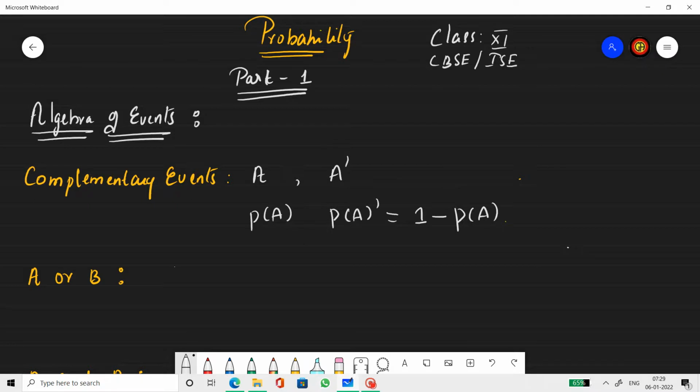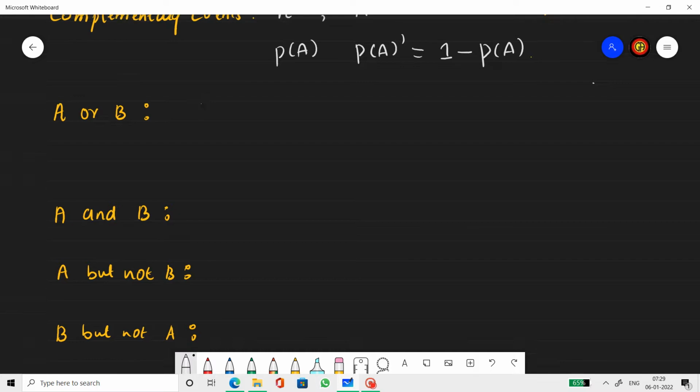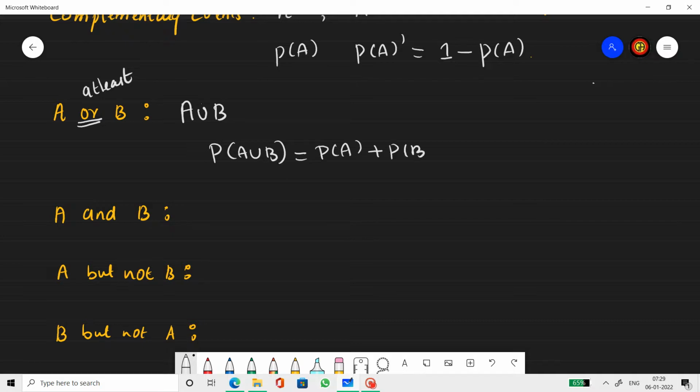Now events A or B. A or B means it's A union B. Or is union. The equivalent word that is used in the question other than or is at least. So if they use the word at least, then also it means it's A or B. So A or B is A union B, and P of A union B can be found using the addition theorem of probability. So P of A union B equals P of A plus P of B minus P of A intersection B.